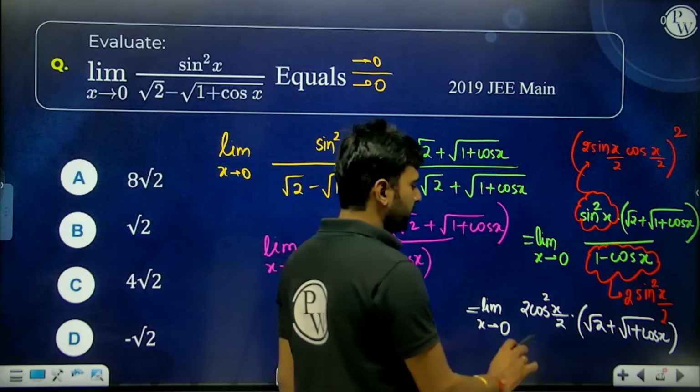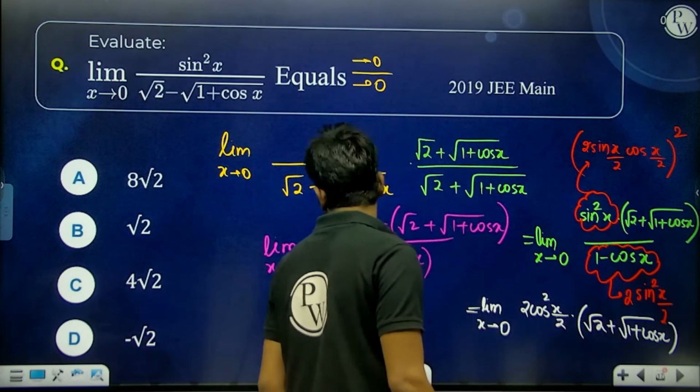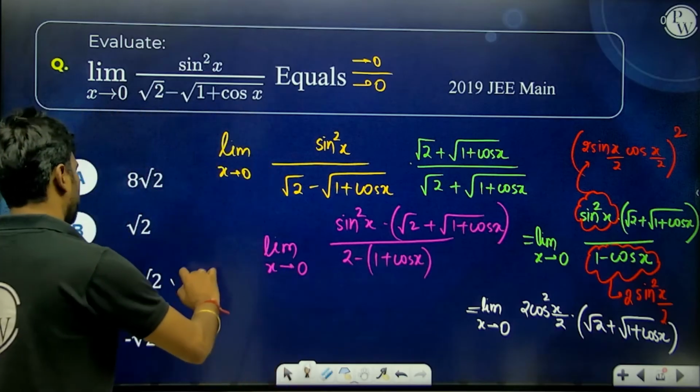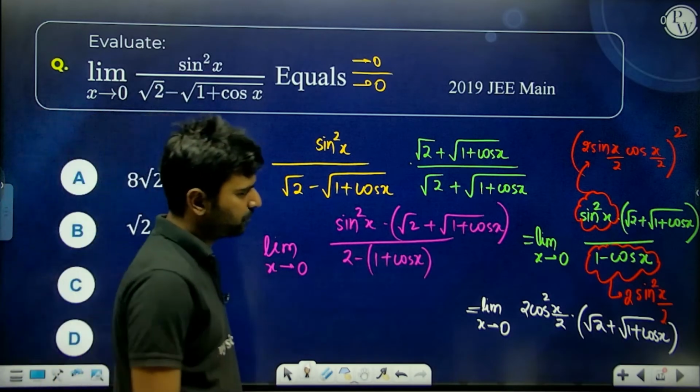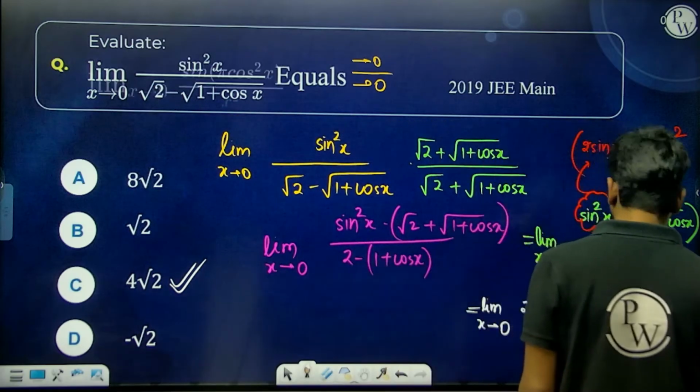So this is going to be 2 times of 2 root 2. 2 times of 2 root 2 is going to be what? 4 root 2. That is option C, the correct answer. I hope you guys are fine with this particular thing.